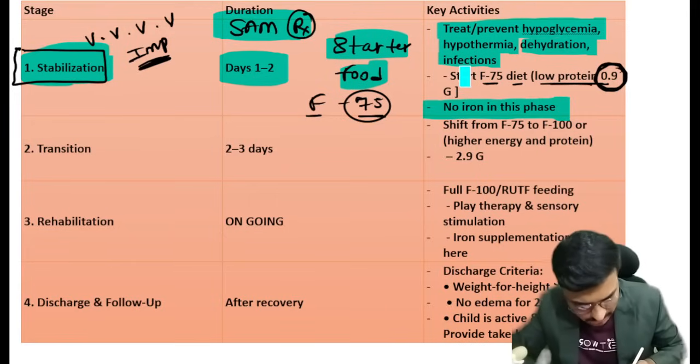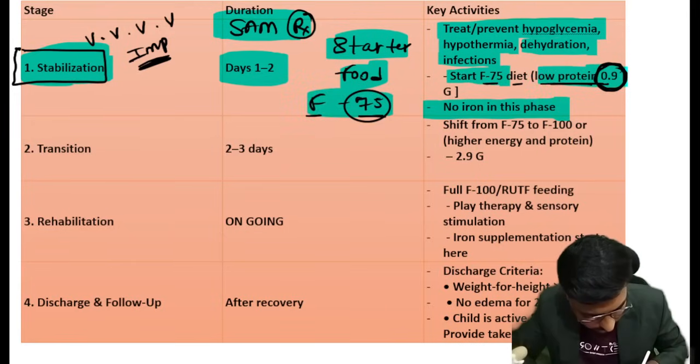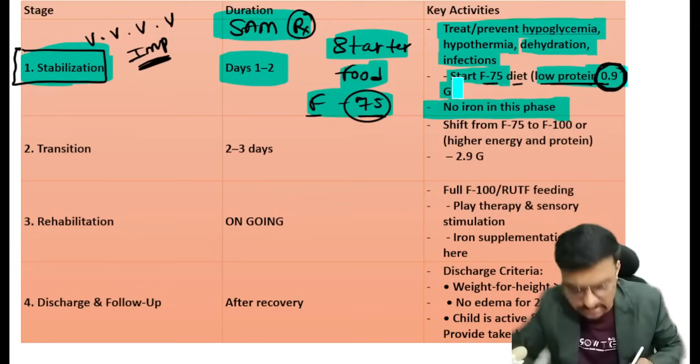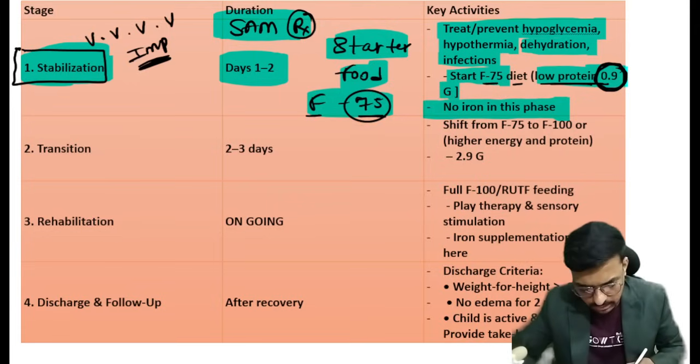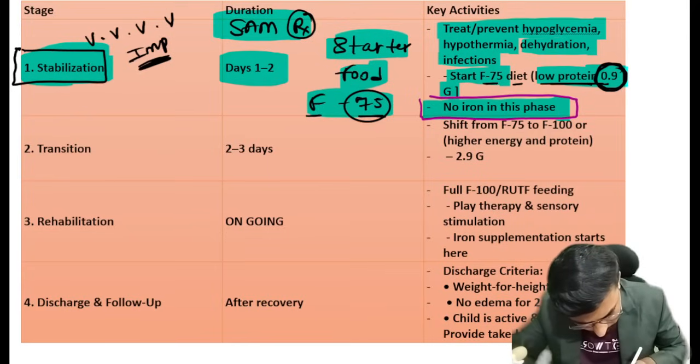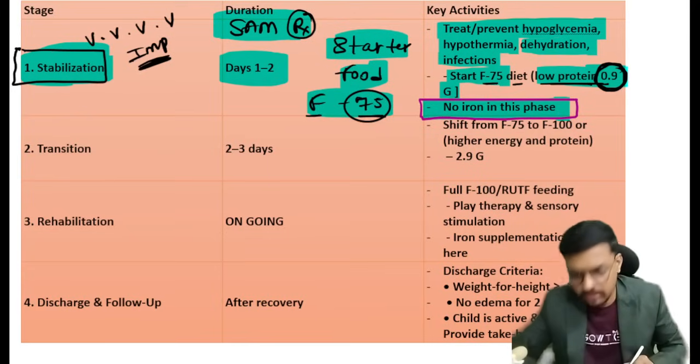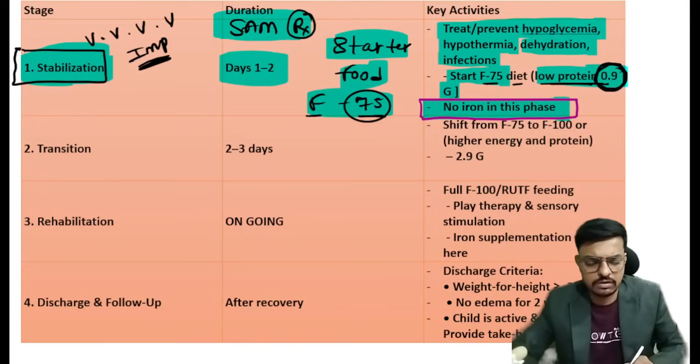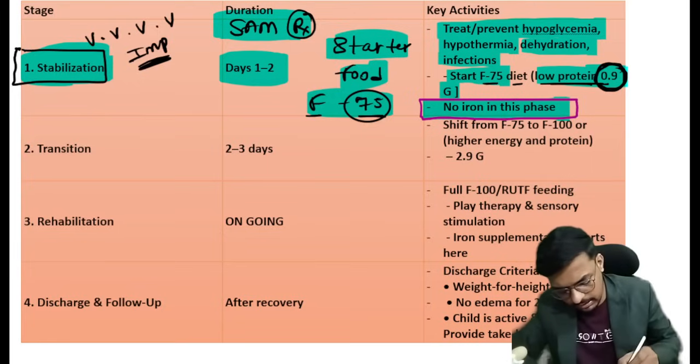And in the starter food, what do we give? We give the F75. And what is the amount of protein in the F75? 0.9 gram is the amount of protein in the F75. And remember the golden point: you should never ever administer iron in the stabilization phase. Stabilization phase, never ever give iron. Very important for your exam.